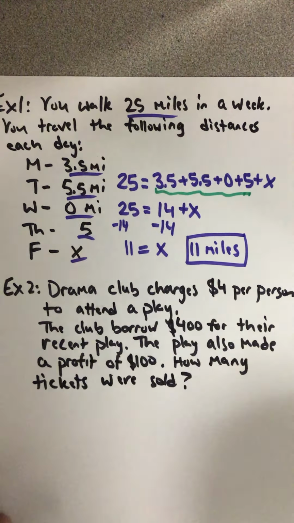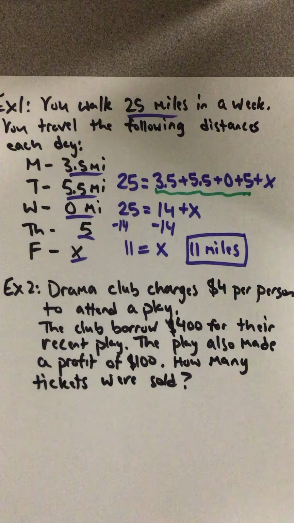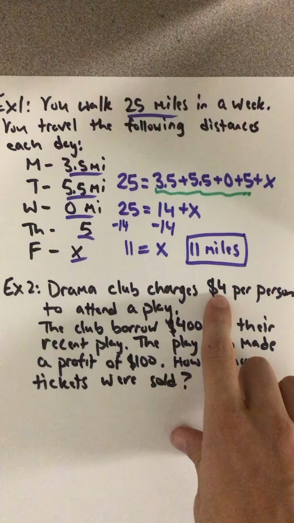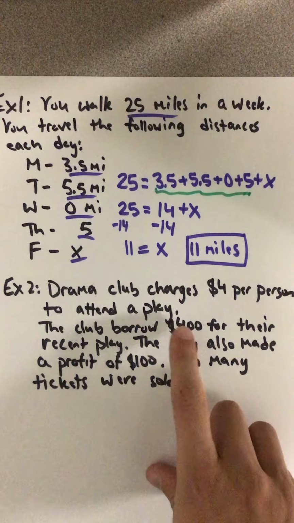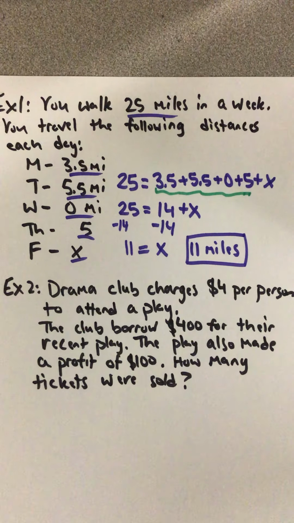Well, we know the cost per ticket, and we know that they lost $400 in making it, and they ended up making $100. So if you're thinking about this just from a logical money perspective, you might say, well, they spent $400 and their only source of income was selling tickets. So we're adding in $4 and we're losing $400, but ultimately we're going to end up with $100. So we need to try and put this into an algebraic equation that'll allow us to solve it.